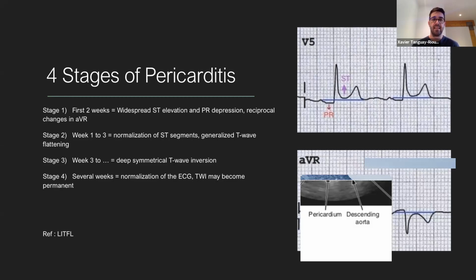In week 1 to 3, you're going to have normalization of the ST segment and generalized T-wave flattening. Stage 3, after 3 weeks, usually you're going to have T-wave inversion. And finally, after several weeks, you're going to have normalization of the ECG, with T-waves that may become inverted permanently. Just note that even if we learn those 4 stages and need to know them, less than 50% of patients are going to follow the typical pattern.